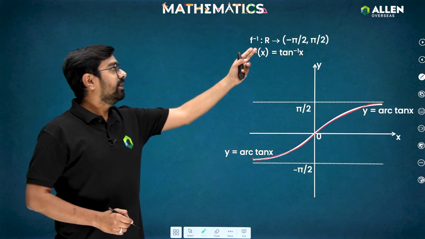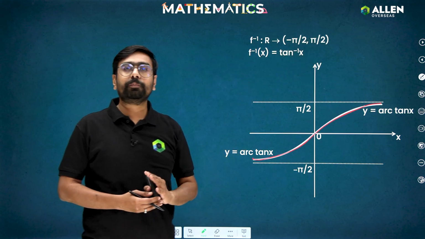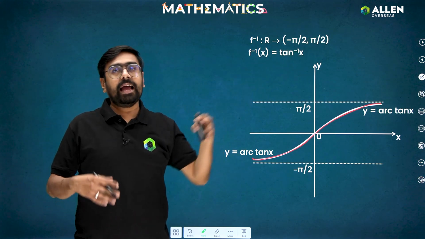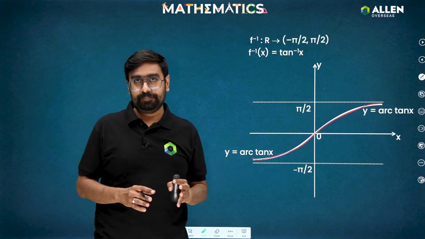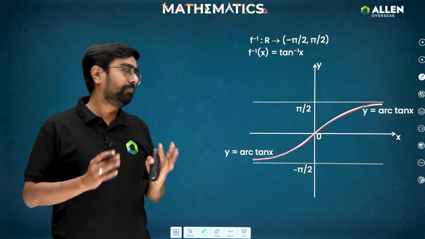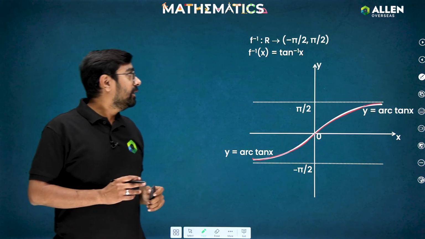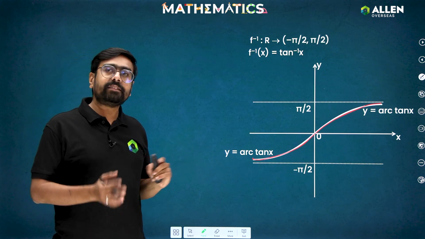So what is the range? Range is between minus pi by 2 to pi by 2. X over here can have any real value. The odd multiples of pi by 2 are excluded only for tan x. Okay. So this was about tan inverse of x and tan x.